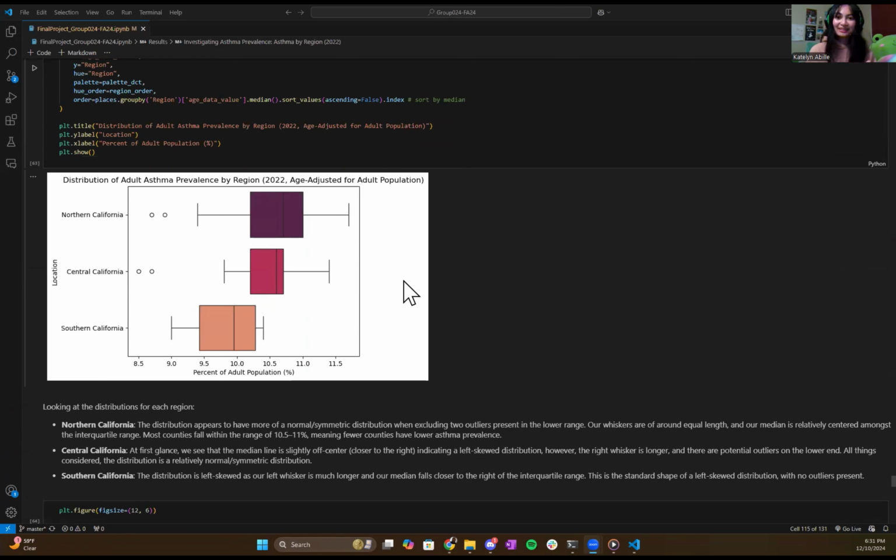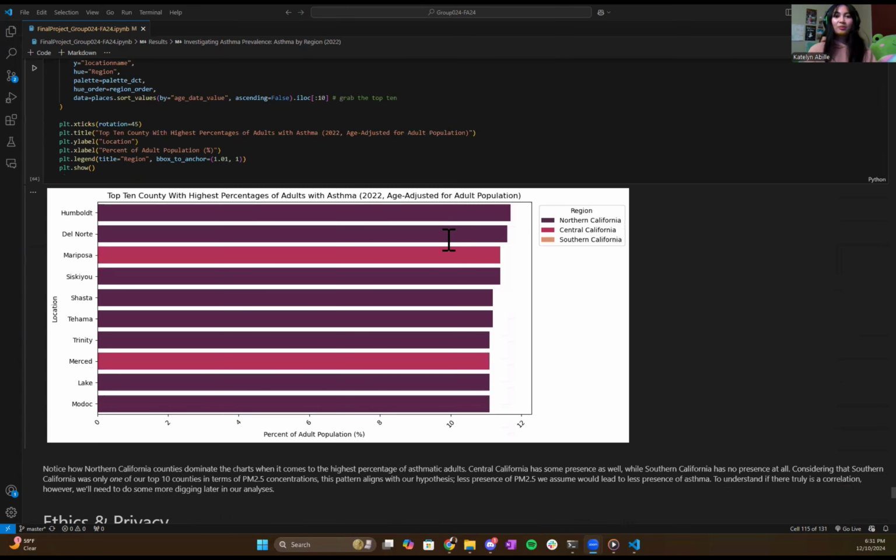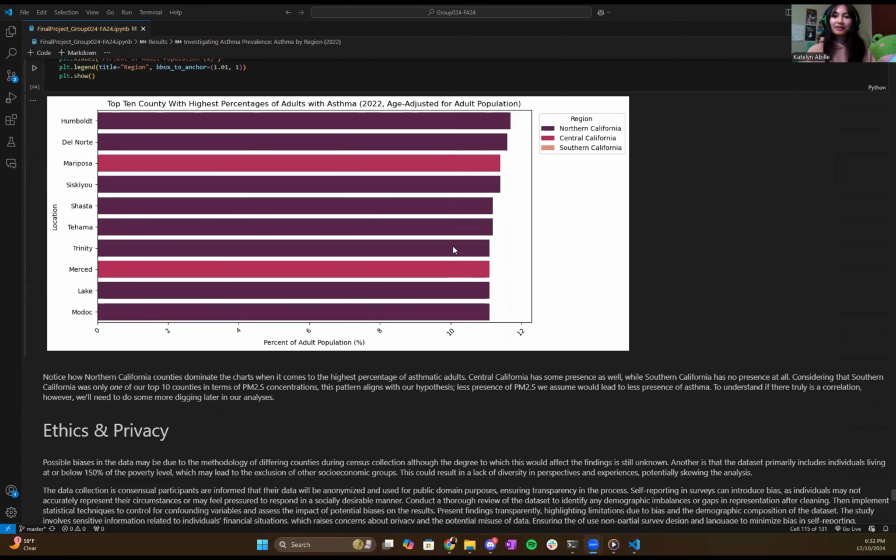and the highest median. Central California remains fairly symmetric, and Southern California remains clearly left skewed with no outliers. From this, we would anticipate Northern California to have the greatest concentrations of PM2.5 and Southern California to be the lowest. And while the latter holds true, the former is not reflected in our previous analyses. Moving on to the top 10 counties for asthma prevalence, we see that Northern California dominates this list with 8 out of 10 counties. Southern California has no counties listed, as expected, aligning with our hypotheses. And now, Kyla will wrap it up with our ethical considerations and final conclusion.